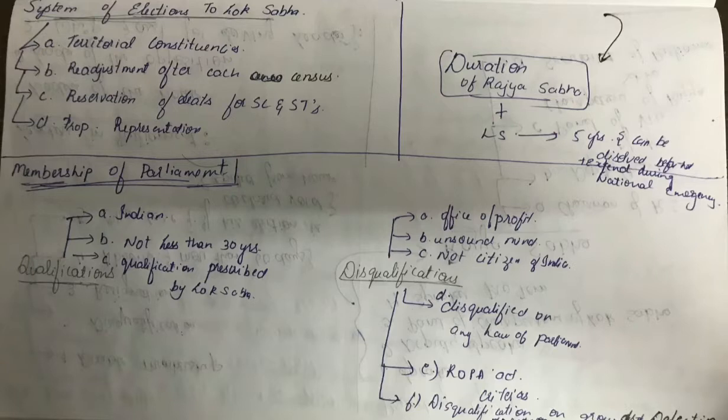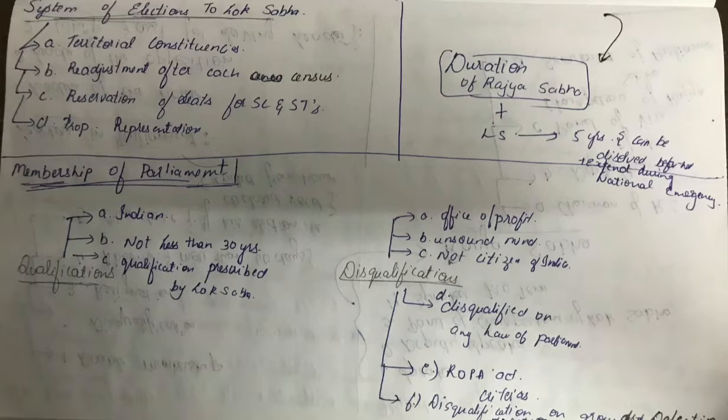Now when I speak in terms of membership of the parliament, if you want to become a member of parliament in the Lok Sabha, you should be an Indian, you should not be less than 30 years old, and should be qualified as prescribed. The disqualifications are that you should not hold an office of profit, you should not be of unsound mind, and if you are not a citizen of India, you will be disqualified.